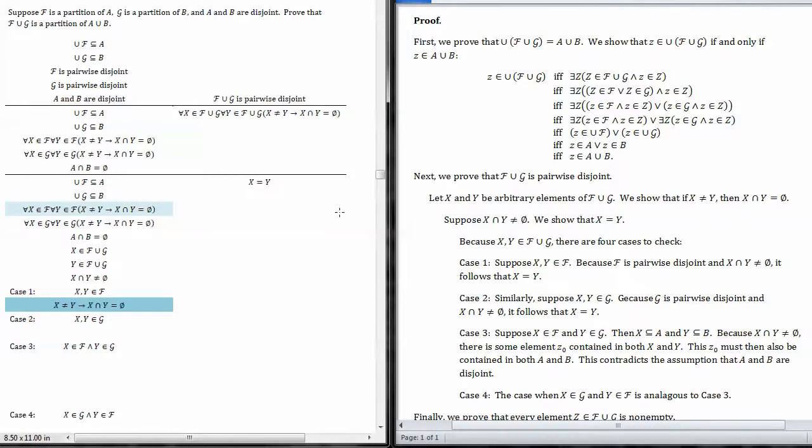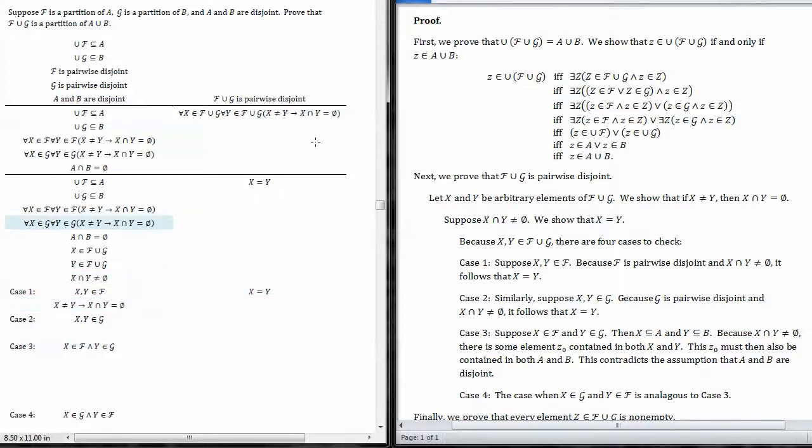In case 1, when x and y are both in F, we're going to use the fact that F is pairwise disjoint. Okay. And we're going to do universal instantiation in the case where x is x and y is y. Okay. And so we get that this conditional is true. And then we're going to combine that with the fact that we know x and y are not disjoint, right? And that's going to give us that x and y actually must have been equal. Okay. If they have any overlap at all, they must actually be the same set. So that gives us our goal x equals y in case 1.